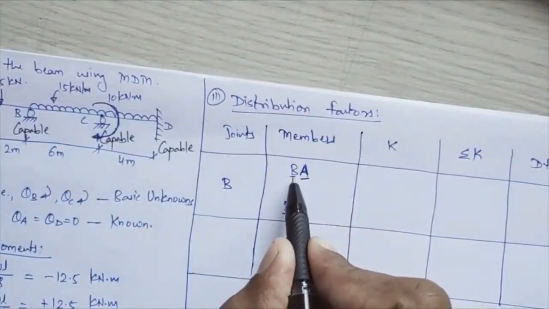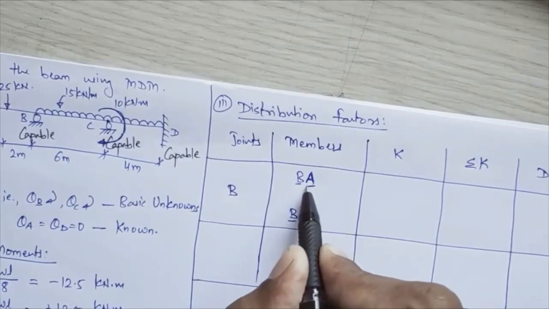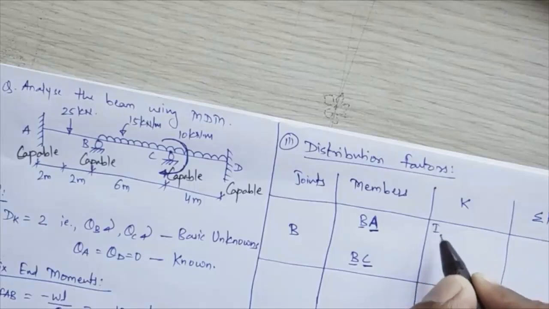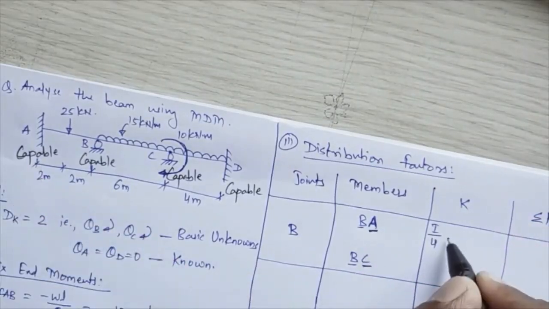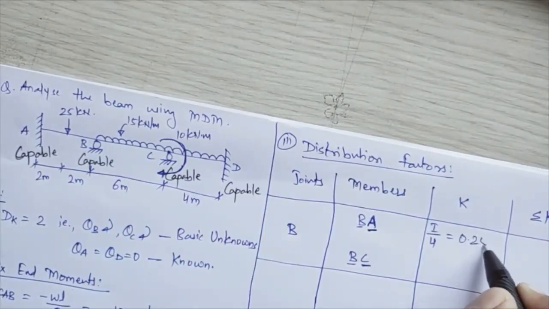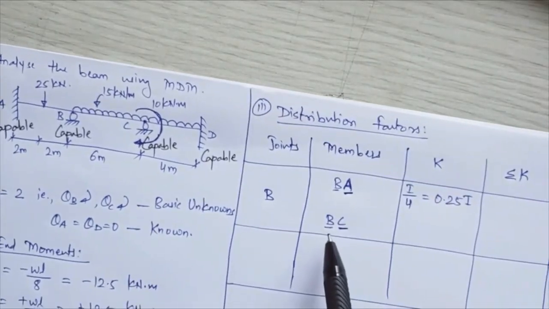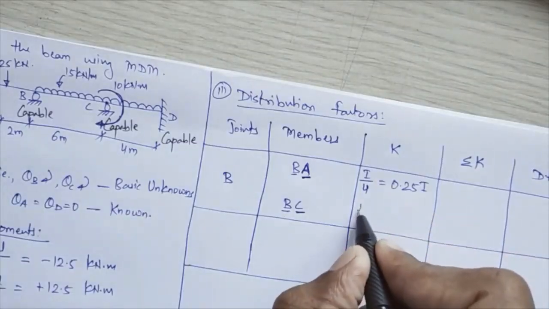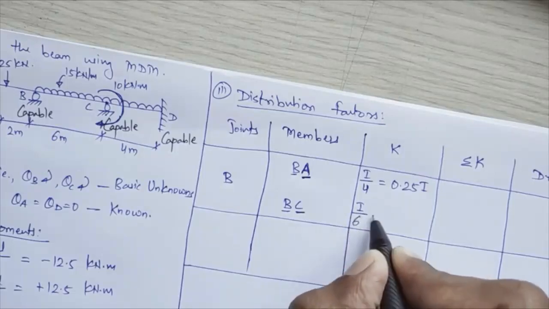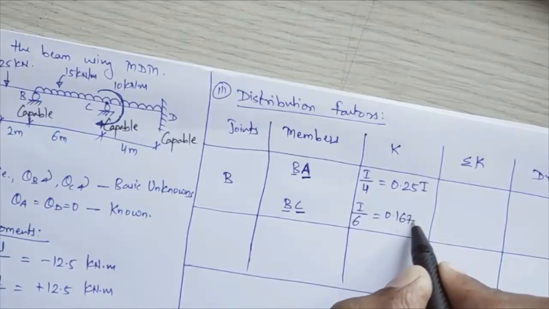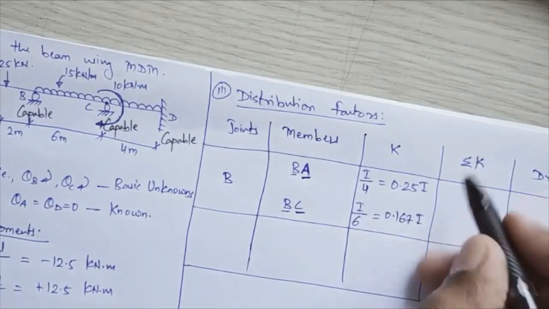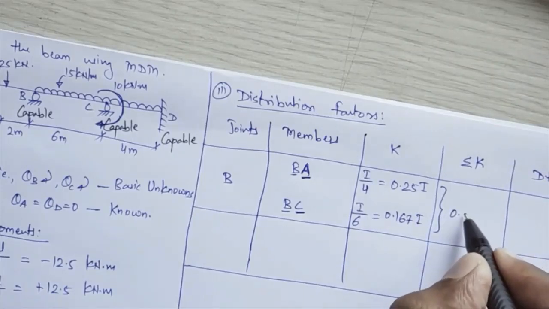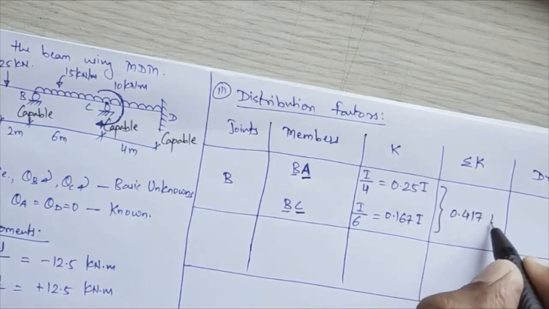First, your member is BA, where moment is getting transferred, so A will be your farther end. We'll check that the A end is capable. For a capable end, relative stiffness equals I divided by L of member BA, that is 4. So I by 4 comes equal to 0.25 I. Then for member BC, the far end is C, which is also a capable support, so relative stiffness again equals I by L. L of BC is 6, so I by 6 comes equal to 0.167 I. So total stiffness is 0.25 I plus 0.167 I, which equals 0.417 I.